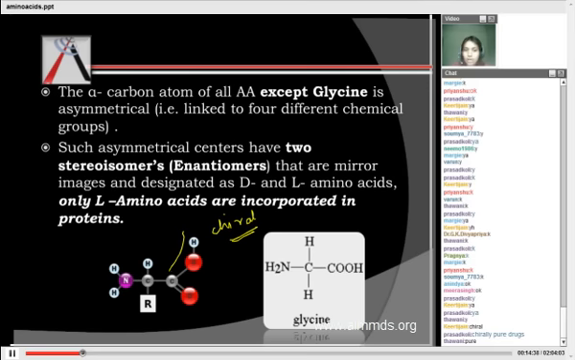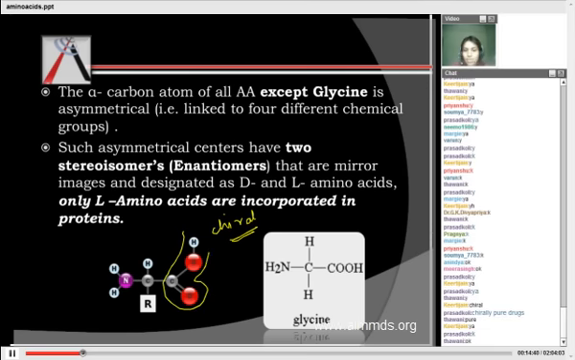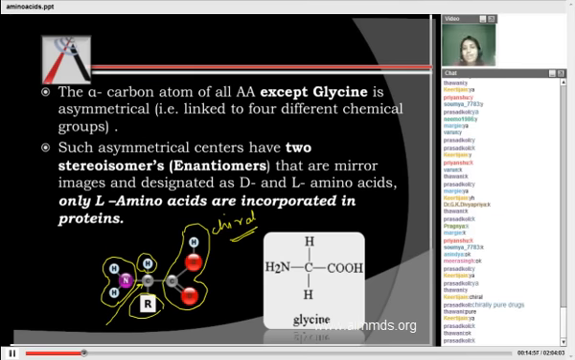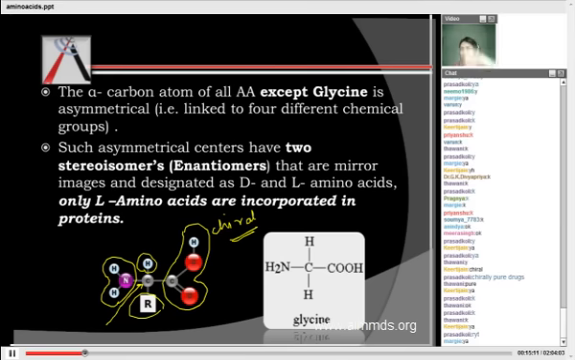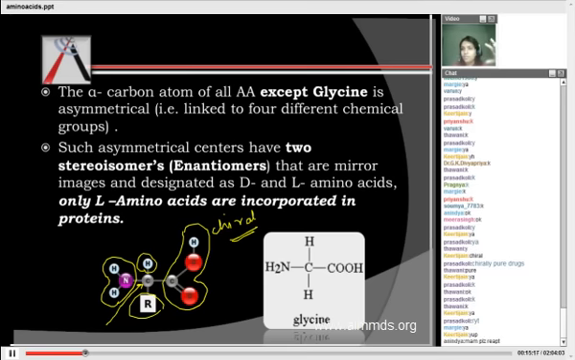Now we'll see how it acts. You have COOH here, right? You have NH2 here. You have a hydrogen here and you have a side chain. If you notice, this carbon is attached to 4 different groups, right? Such carbon atoms which are attached to 4 different groups are called chiral carbons or asymmetric carbons.